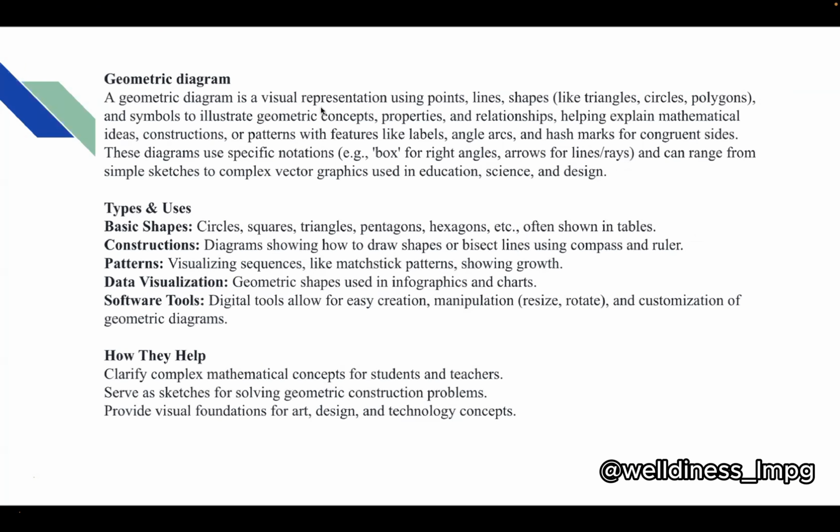A geometric diagram is a visual representation using points, lines, shapes like triangles, circles, polygons, and symbols to illustrate geometric concepts, properties, and relationships, helping explain mathematical ideas, constructions, or patterns with features like labels, angle arcs, and hash marks for congruent sides. These diagrams use specific notations, e.g. box for right angles, arrows for parallel lines, and can range from simple sketches to complex vector graphics used in education, science, and design.